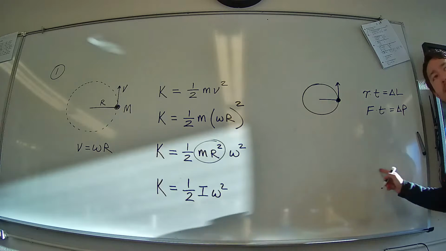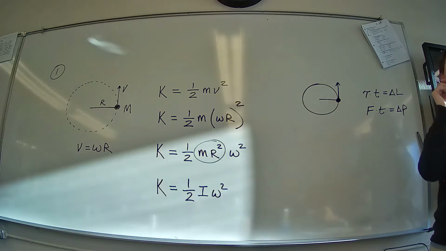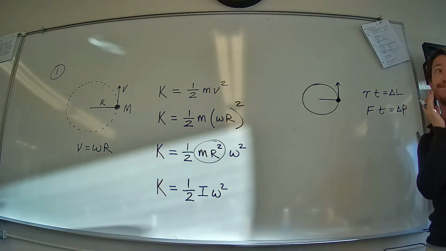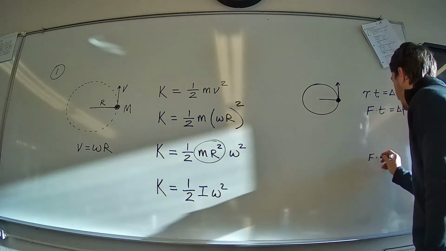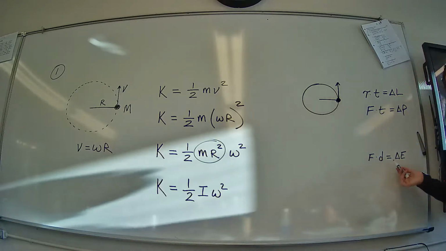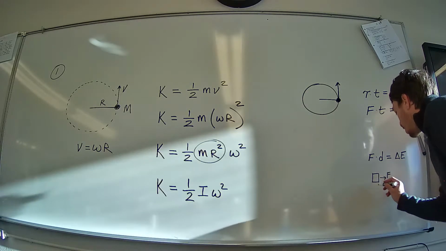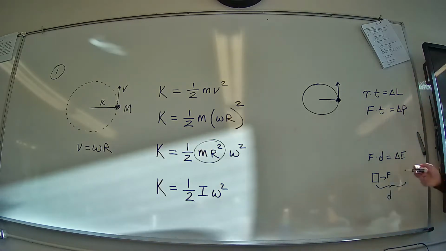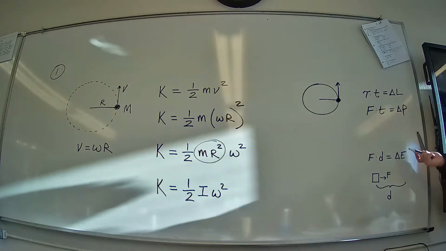Does anyone remember the linear version of how a force can cause a change in energy? Keyword hint would be work. No one remembers? Force times distance gives you the change in energy. Remember, if you had a block, for example, if you exert a force over some distance d, then at the end of that process, you will have changed the energy. That's called work. Work is equal to the change in energy.